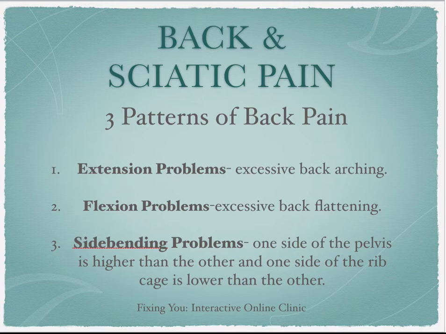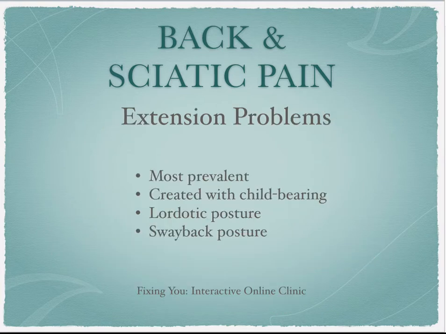The first is called extension problems. What that means is that the back is excessively arching, or there are too many forces trying to pull it into more of an arch. The second is the opposite, flexion problems, which is a back that is too flat or too many forces trying to flatten it. The third is sidebending problems, where one side of the pelvis is higher than the other and one side of the rib cage is lower than the other. We're going to go over all three of these. Let's start with extension problems.